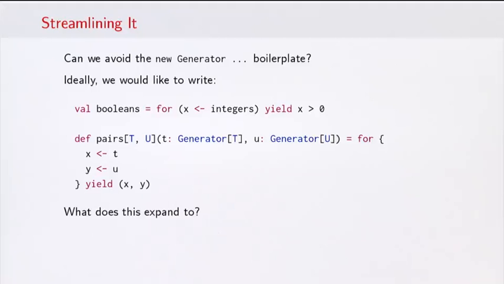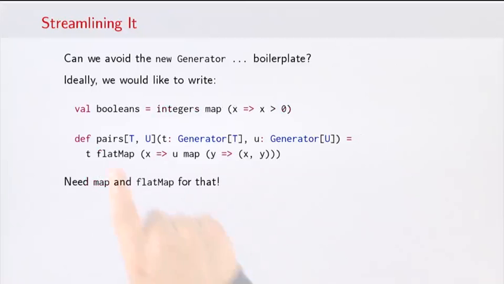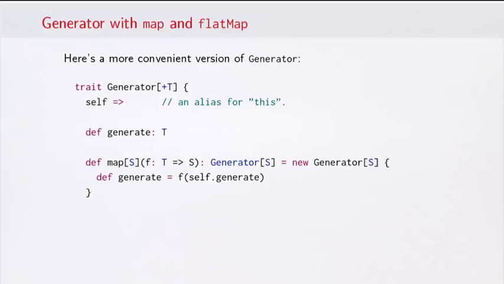Now if you want to do that, then a good question is, what does the compiler expand this to? Here's what it would do. Booleans would be expanded to a call to map, and pairs would be expanded to a call to flatMap followed by a call to map, according to the expansions of for expressions that you have seen in the last unit. So you see that as long as we have map and flatMap defined on the Generator class, we can actually use the convenient syntax with for expressions. So let's see how we would define map and flatMap on the Generator class.